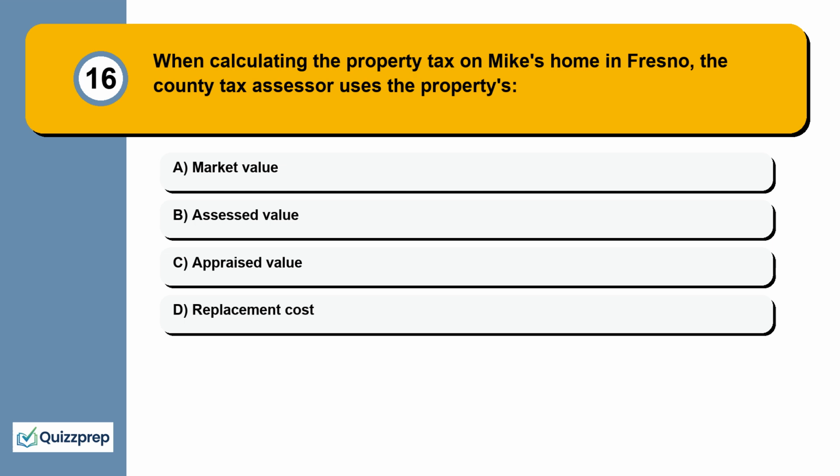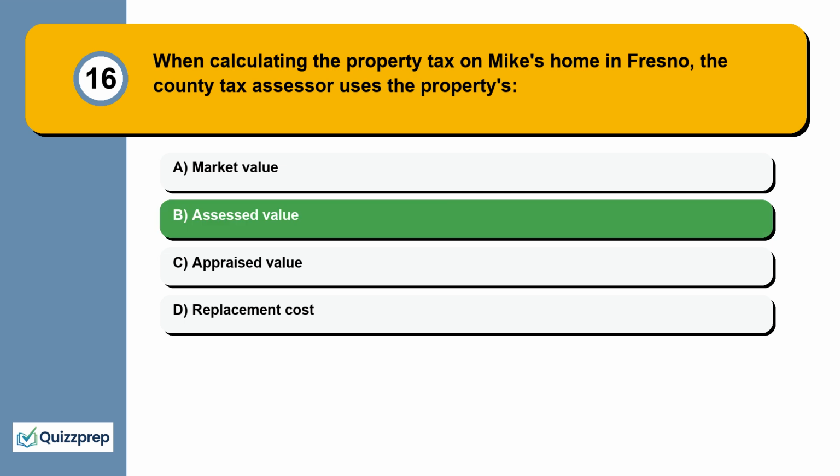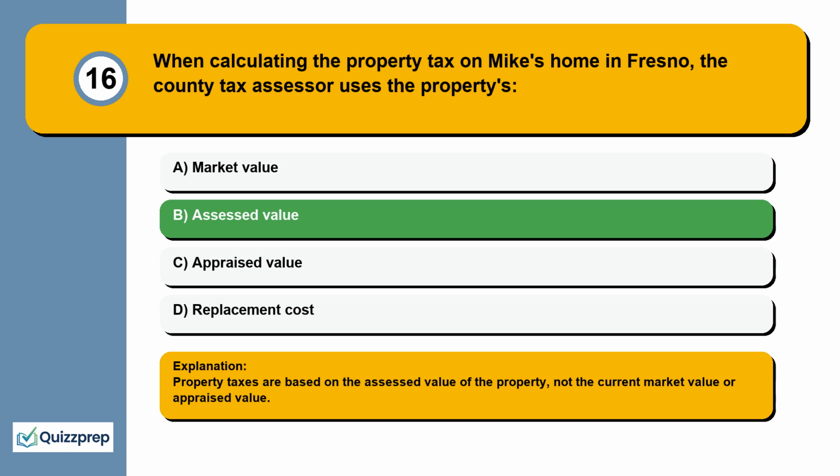Question 16. When calculating the property tax on Mike's home in Fresno, the county tax assessor uses the property's market value, assessed value, appraised value, replacement cost. Property taxes are based on the assessed value of the property, not the current market value or appraised value.